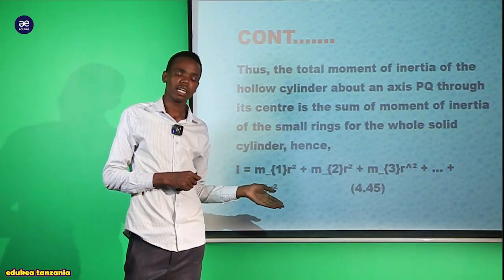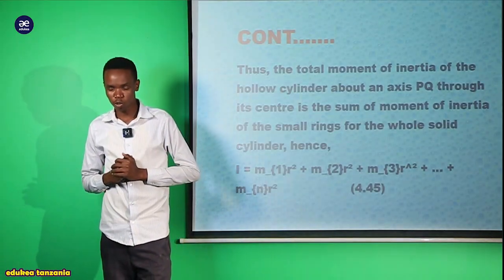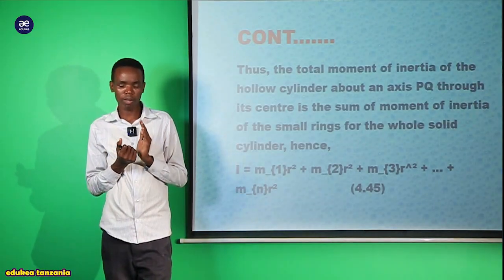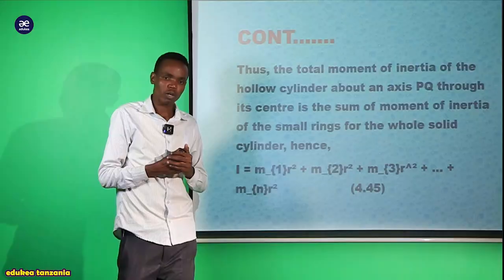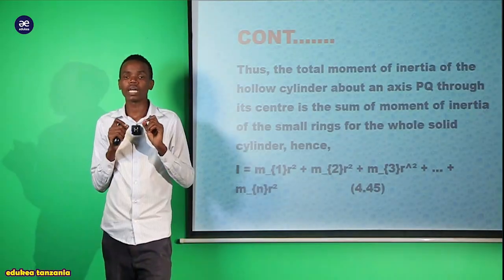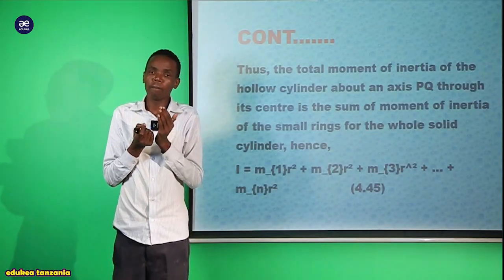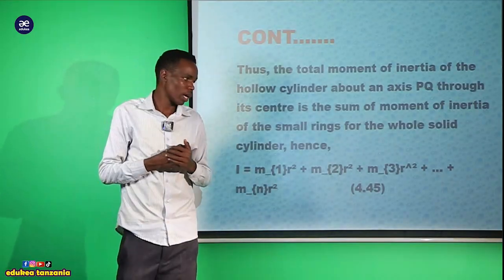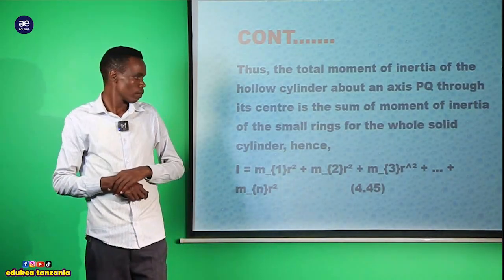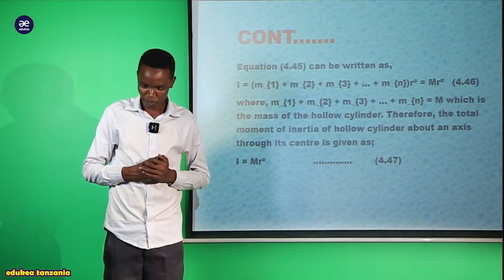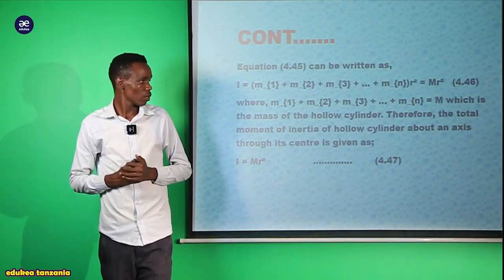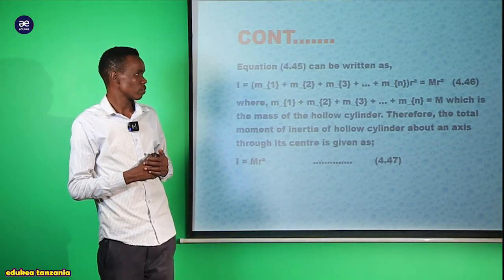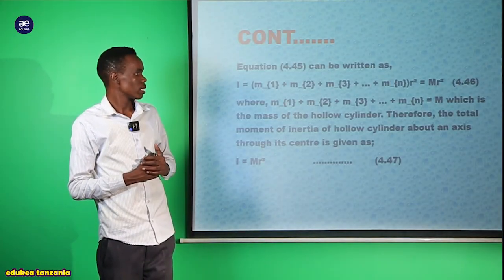But these equation labels should not take you off track. You want to know clearly that the total moment of inertia of the hollow cylinder through the axis of rotation at the center must be equal to the sum of the moments of inertia of the small rings of the whole cylinder. So after this, my dear students, we are now supposed to recall our equation number 4.45, which can be written as this.